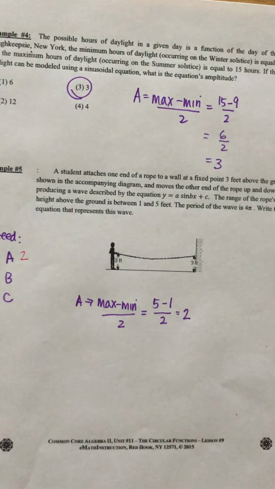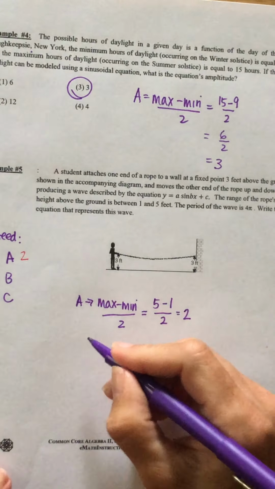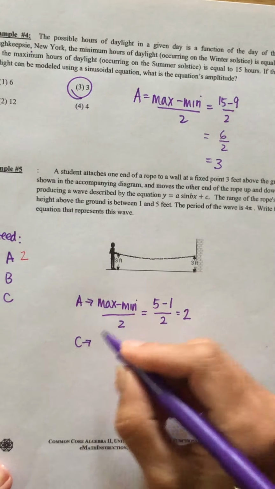The B value I'm going to come back to. The C value I'm going to jump into because it's pretty much the same, but it's max plus the min over 2. So 5 plus 1 over 2 is 6 over 2, which is 3. So I have a 3 here.